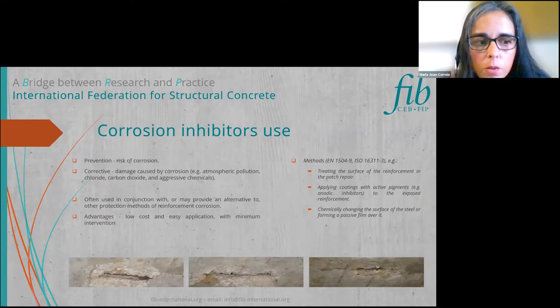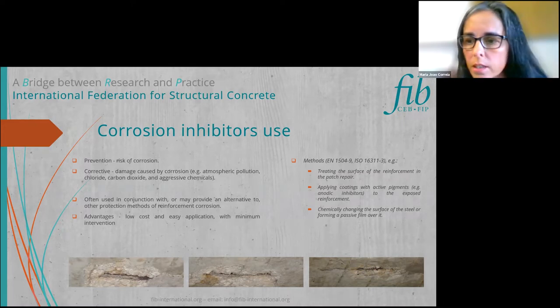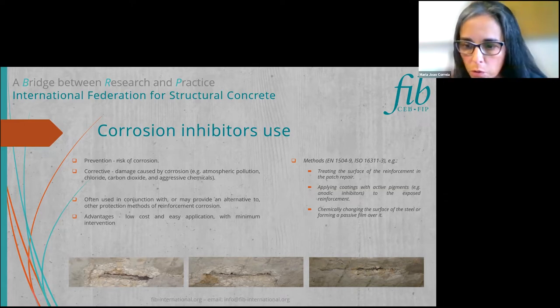Corrosion inhibitors are used for preventing the corrosion or for repairing its related damage. They are often used with other protection methods of reinforcement corrosion, and they have special advantages for their low cost and easy application with minimum intervention. There are several methods available, as mentioned here, for example, treating the surface of the reinforcement in the patch repair, applying coatings with active pigments, or chemically changing the surface of the steel by forming a passive film over it.